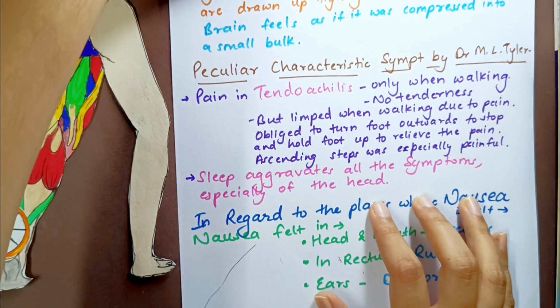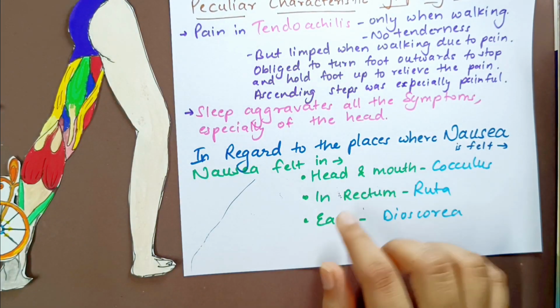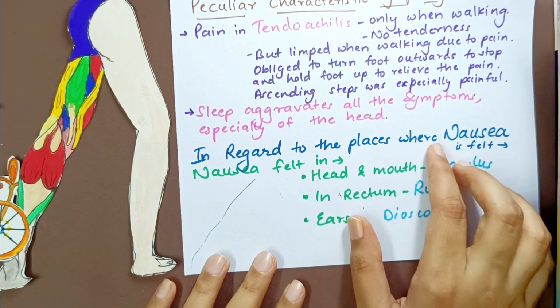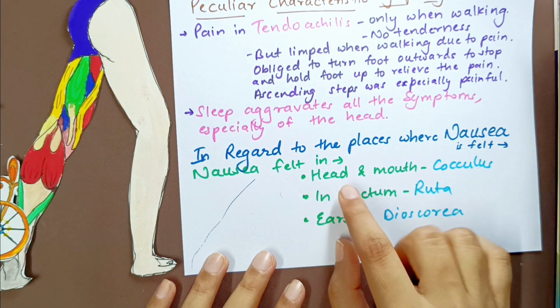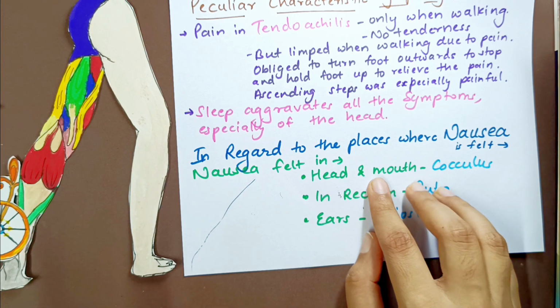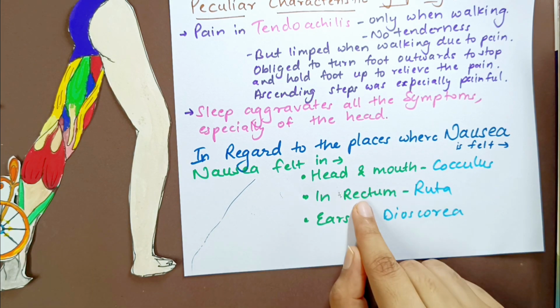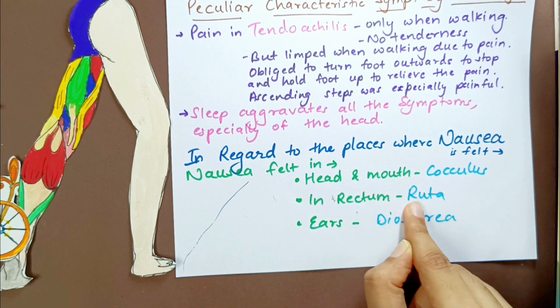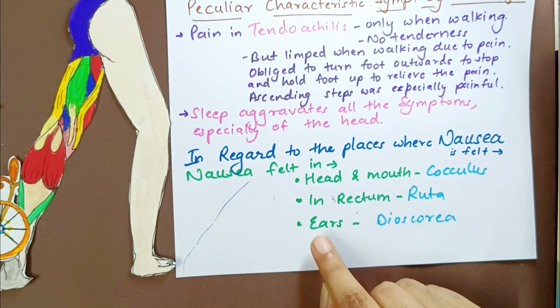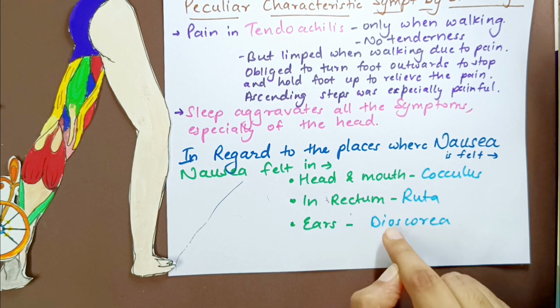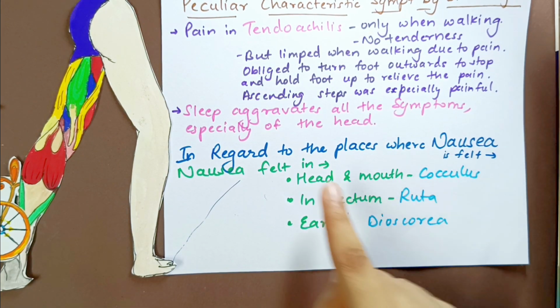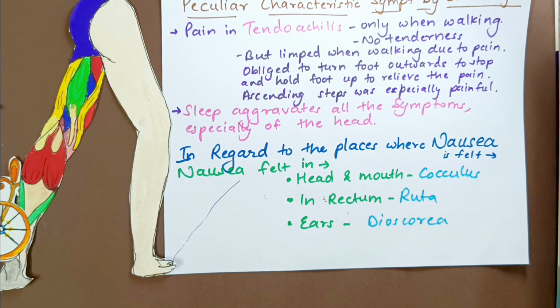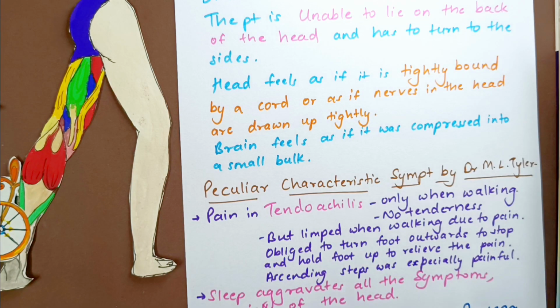And Dr. Emil Tyler gives a very beautiful comparison of this remedy in regard to the places where nausea is felt. If you see nausea being felt in the head and mouth, then the remedy is Cocculus. And if you see it in the rectum, can you imagine nausea being felt in the rectum, then the remedy is Ruta. So R for rectum, R for Ruta. And if the nausea is felt in the ears, then the remedy is Dioscorea. So you can remember these interesting, weird symptoms actually. In head and mouth, Cocculus; in rectum, Ruta; in ears, Dioscorea. So this is all about the remedy.